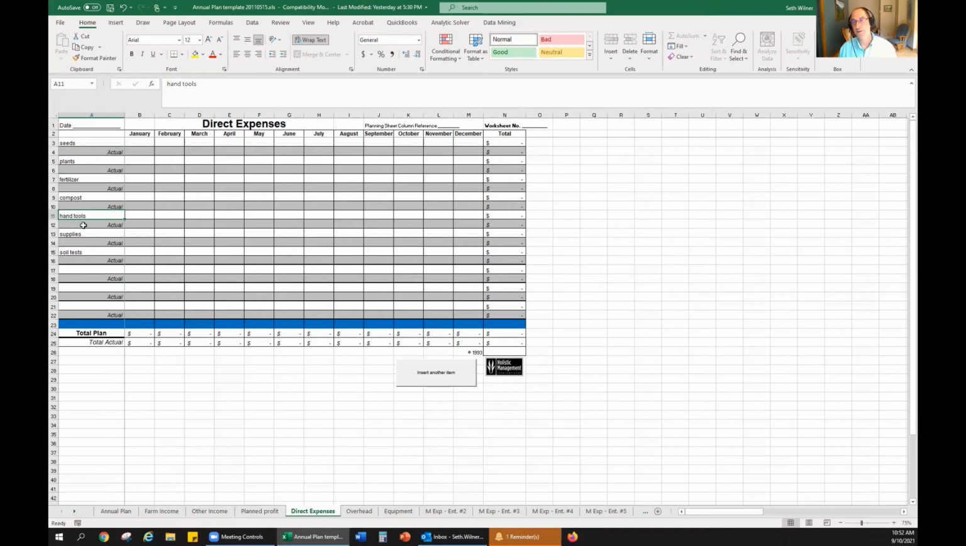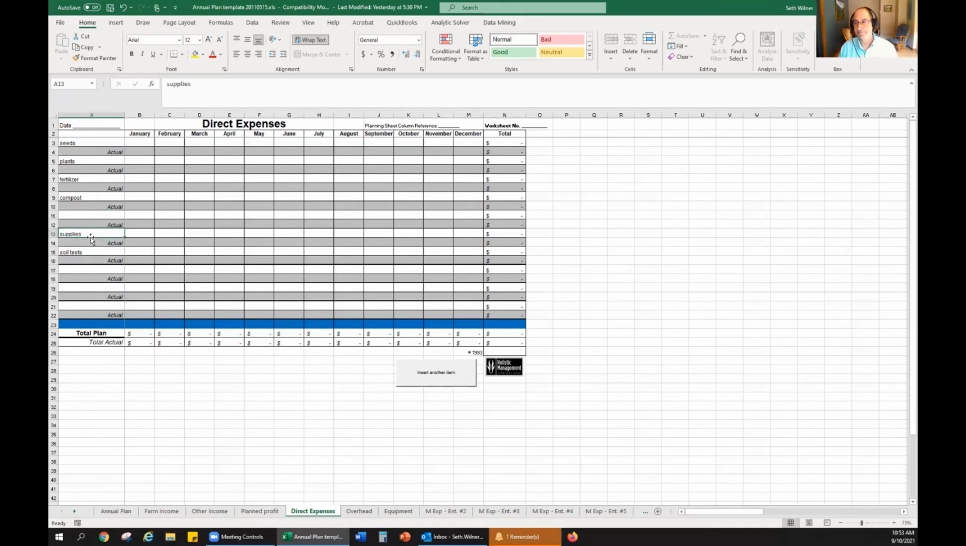So that's the idea that you could put here. You could put these hand tools actually probably into overhead, because it's really not going to change all that much with the area, but I dumped it right into direct operating. Even if you're not fully accurate as to what bucket it goes in, it's still going to be okay. So maybe we'll take hand tools out and we'll put that into our overhead costs.